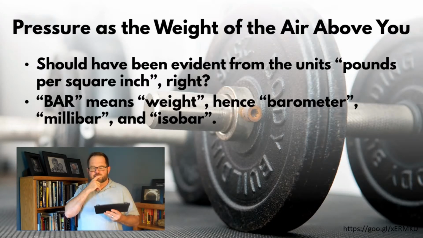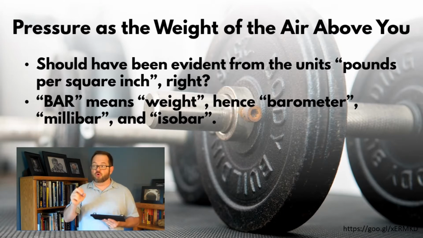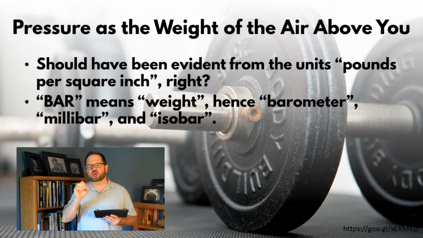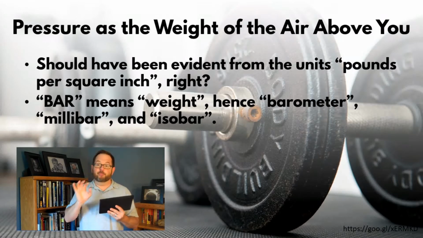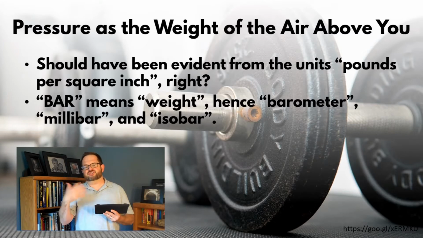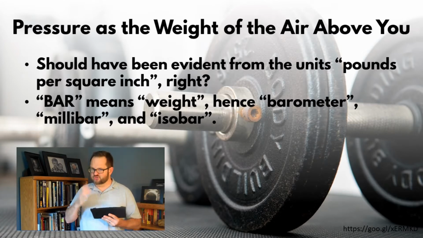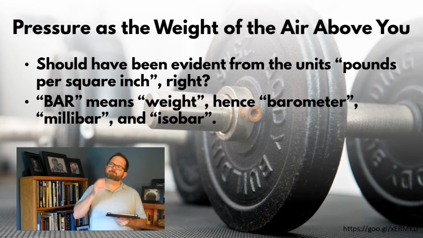That again is this connection with the prefix bar, like barometer, or the part that is in millibar, or our contours on our weather map of pressure that are going to be called isobars. Bar is a prefix or suffix that means something like weight. So these are barometers and so on.